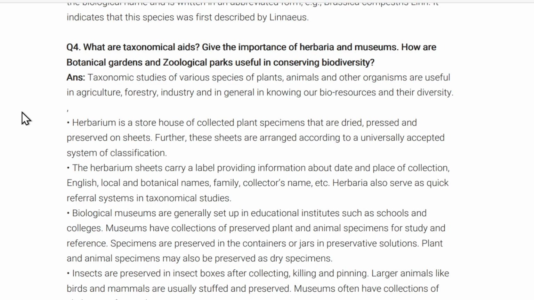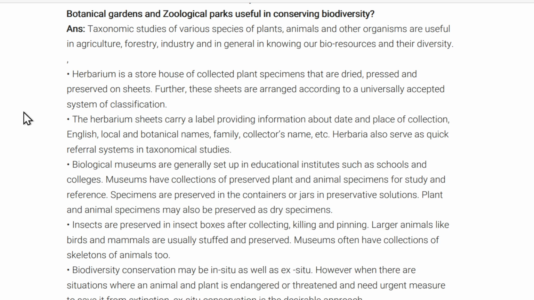Question number 4. What are taxonomical aids? Give the importance of herbaria and museums. How are botanical gardens and zoological parks useful in conserving biodiversity? Answer. Taxonomic studies of various species of plants, animals, and other organisms are useful in agriculture, forestry, industry, and in general in knowing our bioresources and their diversity.